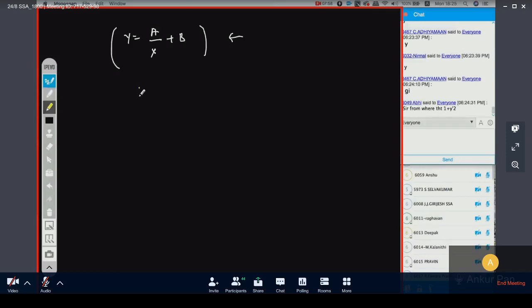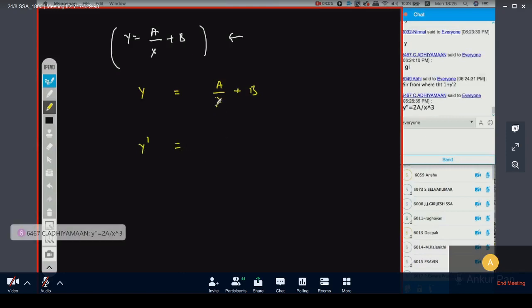So again, same: this is y equal to a by x plus b, and y dash equal to... yes or no? Alright, shabash. But a shouldn't be there, right? You have to remove a.